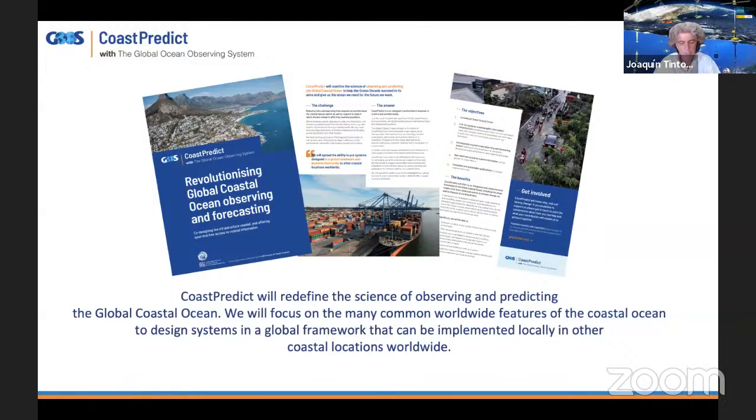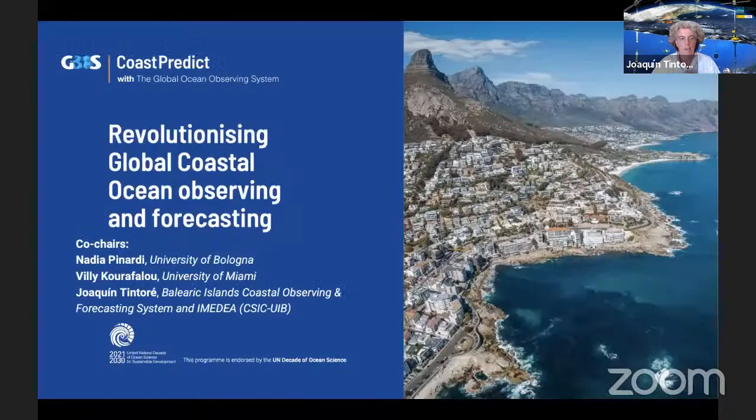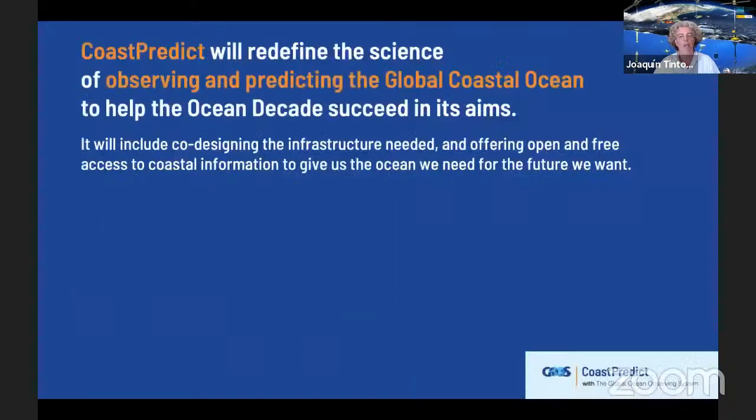What we want then is to learn and to apply our expertise and our learnings to a more global framework. Next slide, please. So, revolutionizing the global coast and ocean, observing and forecasting, Coast Predict as a UN Decade endorsed program chaired by Nadia Pinardi, Vili, and myself. Next slide, please.